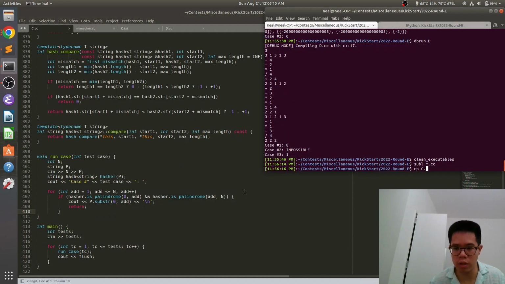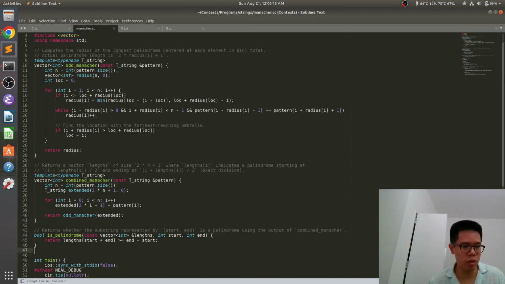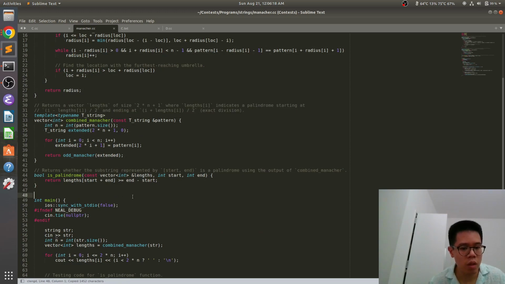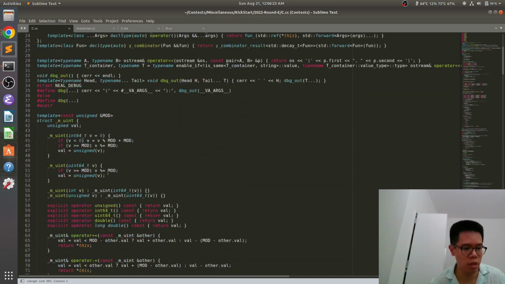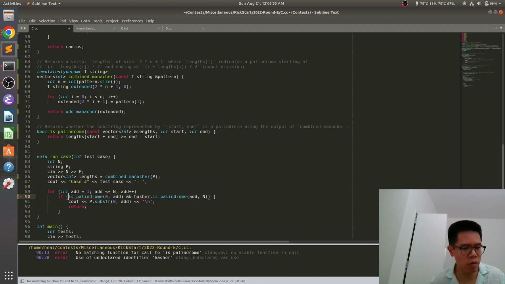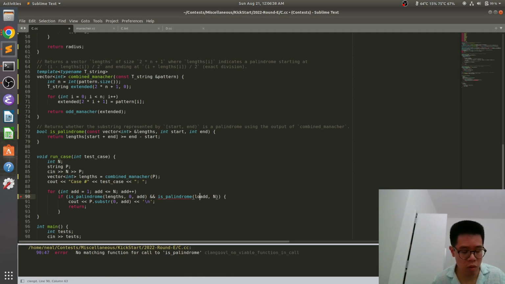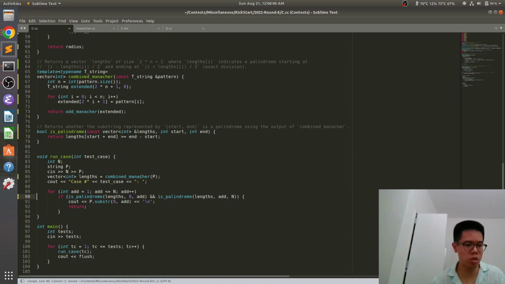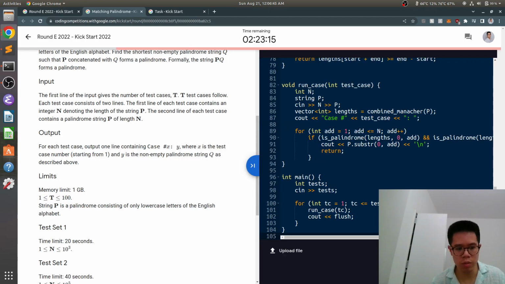So let's go ahead and do that. Copy this as C#, and then we'll now do this with Manacher. This uses combined Manacher, and that is going to shorten this code quite a bit. Combine Manacher on P. And now this should work. Let's give this a go. Submit this.